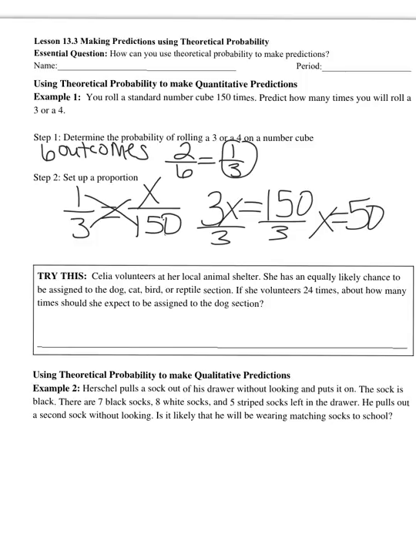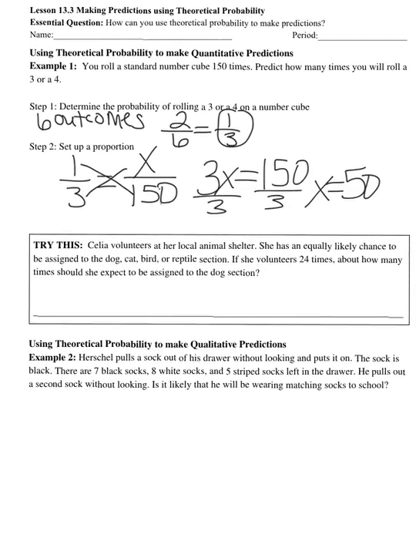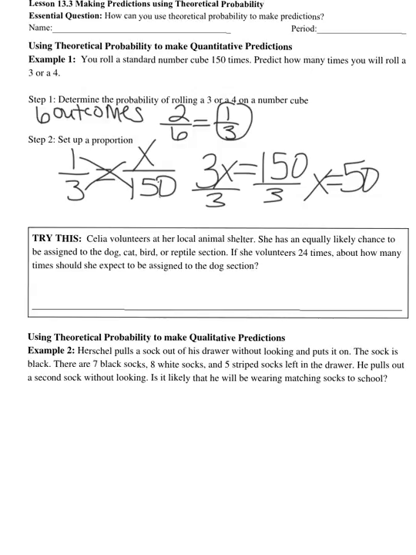Now what I'd like you to do is pause the video real quick and try this problem about Celia, and then let's check to see if it matches with what I have done. So, Celia volunteers at her local animal shelter. She has an equally likely chance to be assigned to the dog, cat, bird, or reptile section. If she volunteers 24 times, about how many times should she expect to be assigned to the dog section?